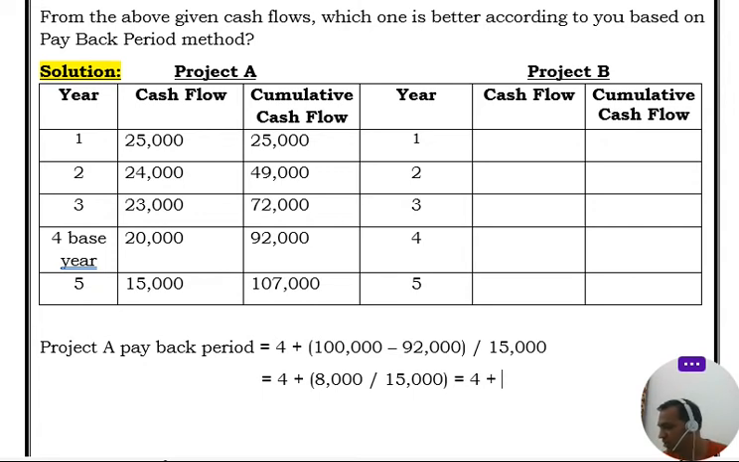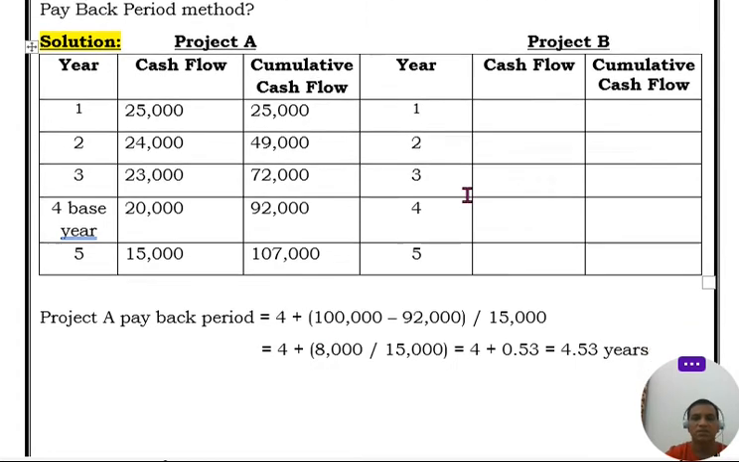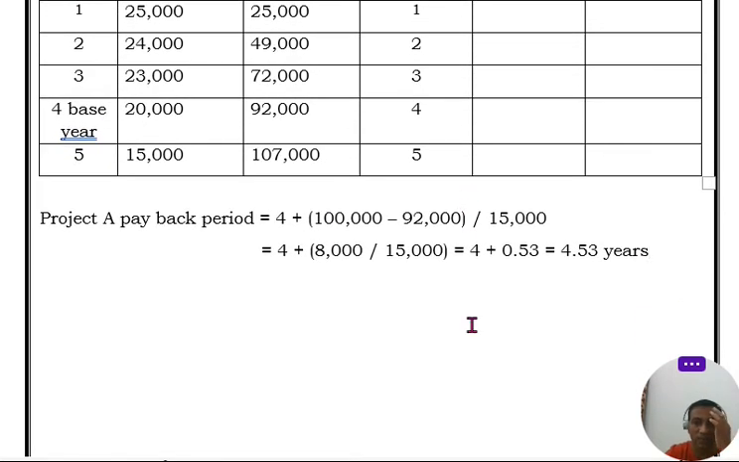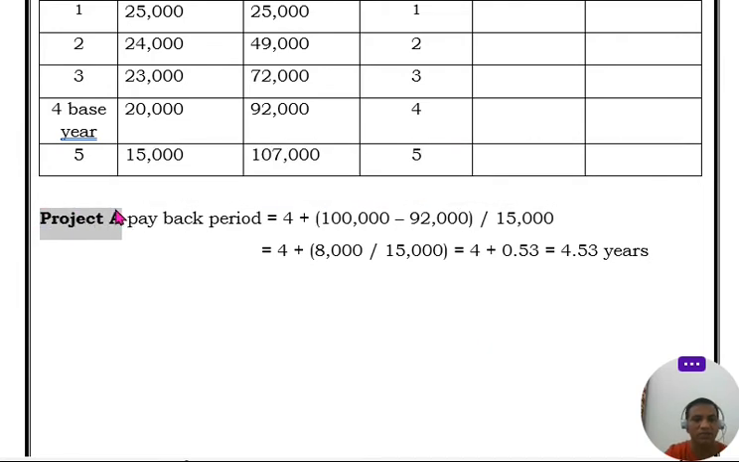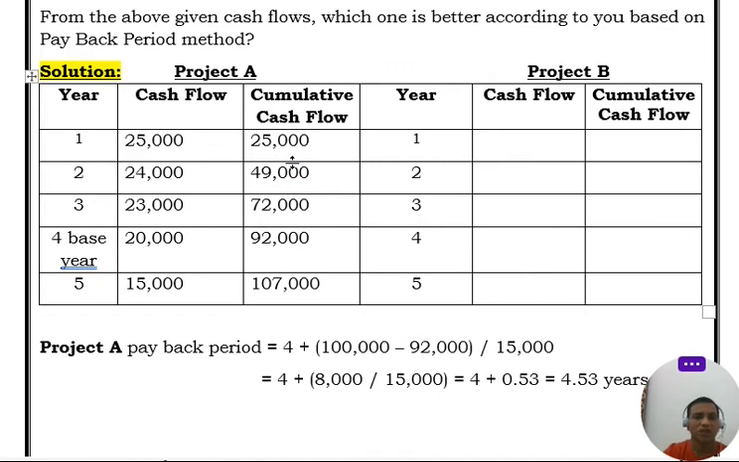0.53 is the amount we are getting here, that equals 4.53 years. This is the payback period for project A. For project A, I calculated the cumulative column. In the cumulative column, our 100,000 lies between 92 and 107, that is between year 4 and year 5.